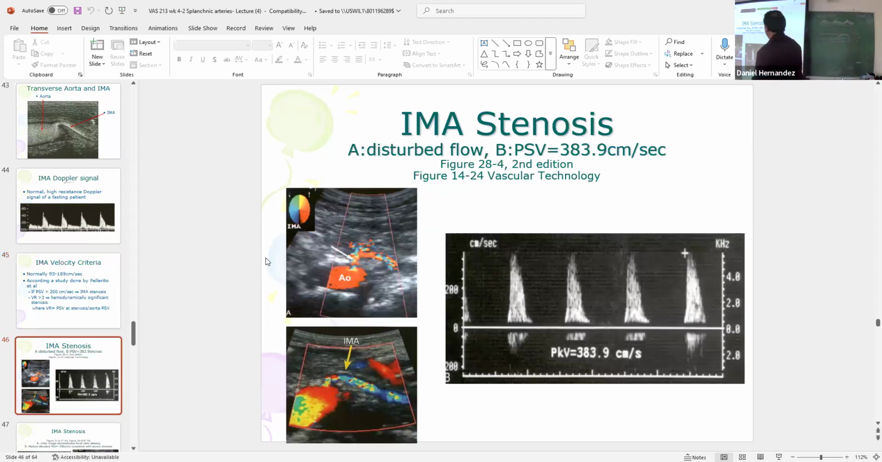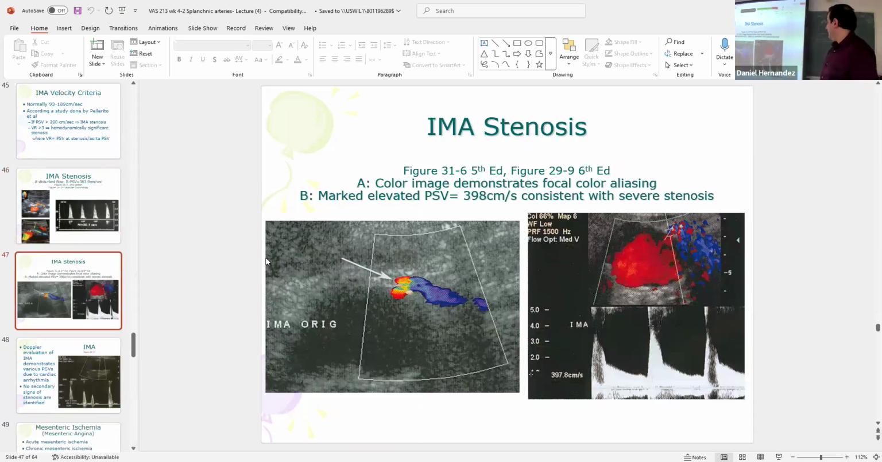So this was showing, again, IMA stenosis. Got the aliasing representing the turbulent flow. Nice picture, coming off right there. Velocity is 383, so that's definitely stenotic, elevated. With color, you've got that turbulent aliasing near the origin of it. Try Doppler, getting a good Doppler angle on it. Almost 400 centimeters per second.